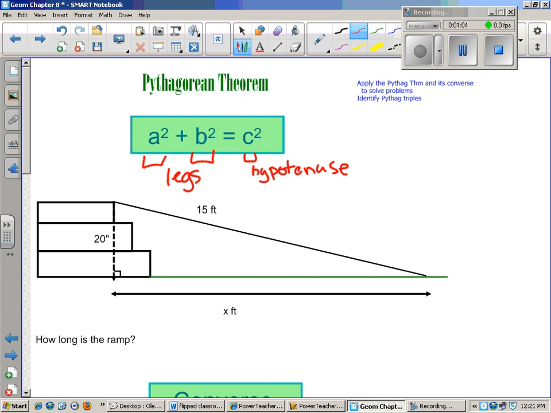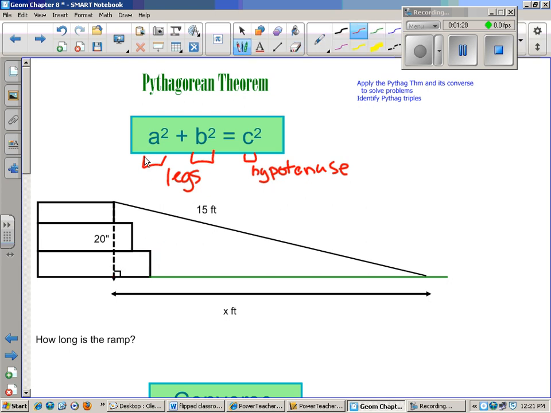You can always tell the hypotenuse because if you put your pencil in the right angle and just draw a line straight out, it will always intersect the hypotenuse. It's always across, whether it's upside down, sideways, whatever. If you put your pencil in that corner, draw a line straight out, it will always cross the hypotenuse.